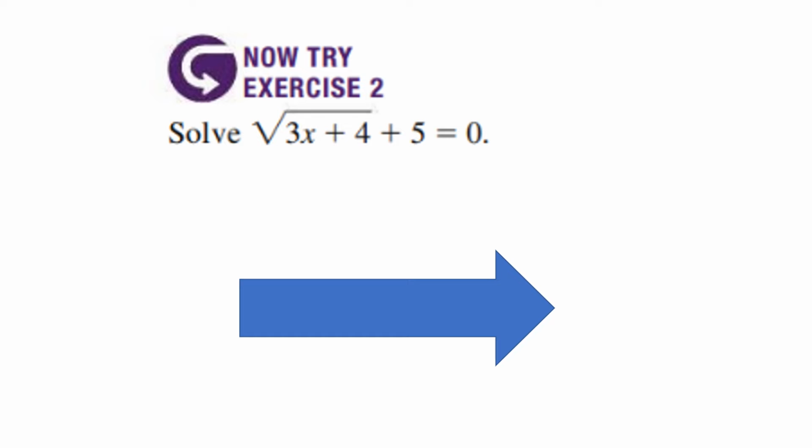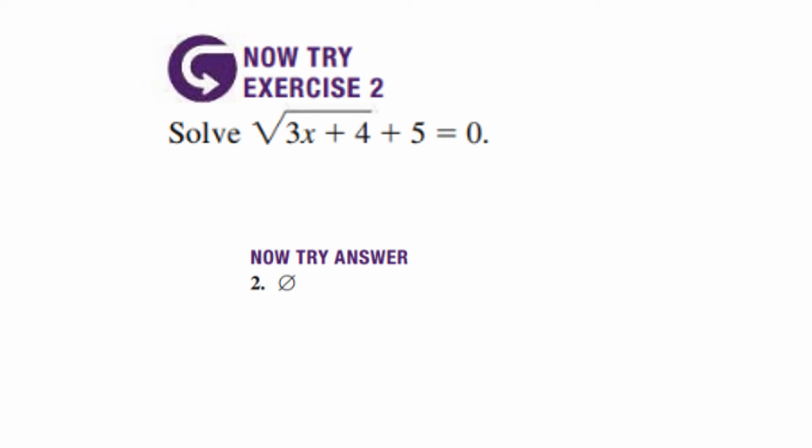Here's a problem for you to try. Please try to solve the square root of 3x plus 4, plus 5, equal 0. Pause the video and try to solve this. Let's see how you did. Again, for this one, you should have concluded that there is not an answer. There's no solution to the original equation.